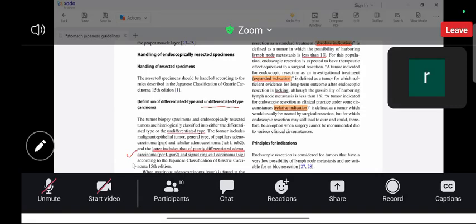And signet ring cell plus mucinous adenocarcinoma, they all comprise the undifferentiated type, and all remaining histologies will be differentiated, that is papillary adeno, tubular adeno. Okay, so undifferentiated will be poorly differentiated, signet ring cell and mucinous adeno.